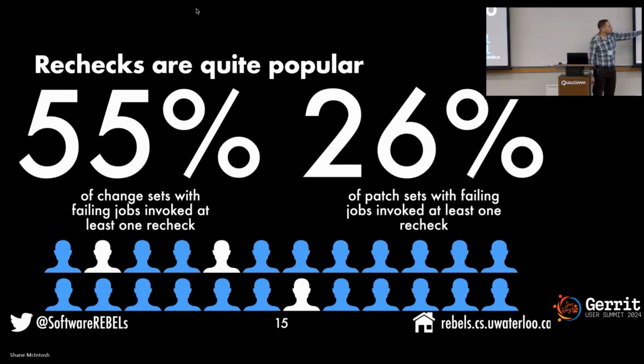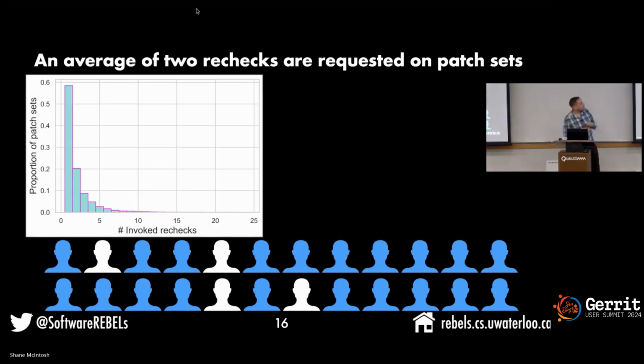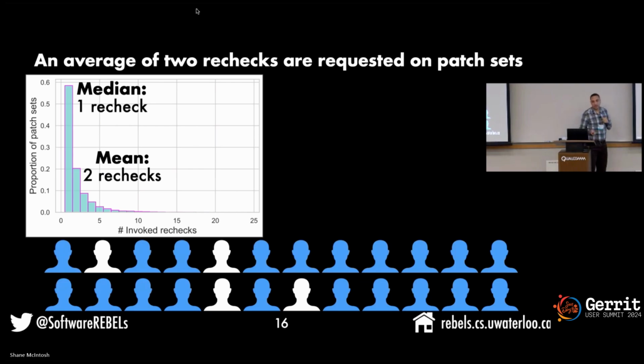And if you do it at the patch set level, about a quarter of the patch sets with a failing job have a recheck being punched. So a popular feature. Now, it's possible for people to do more than one recheck, right? So this distribution is showing how many patch sets have how many rechecks on them. I'll point out some distribution numbers here. So a median of one recheck, which means that at least 50% of the patch sets that do a recheck only do it once. A mean of 2 rechecks, and a maximum of, anybody want to guess?